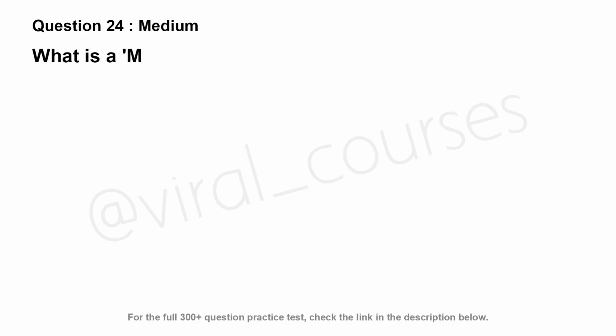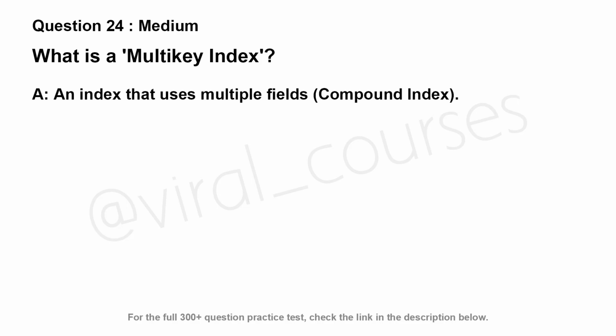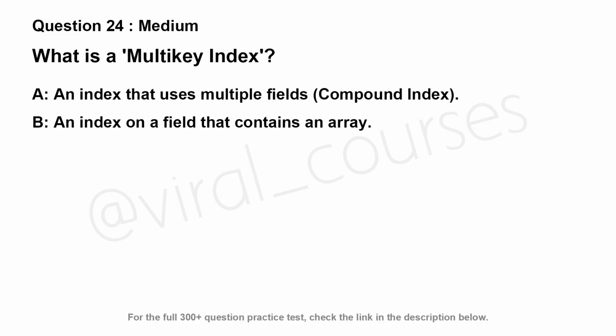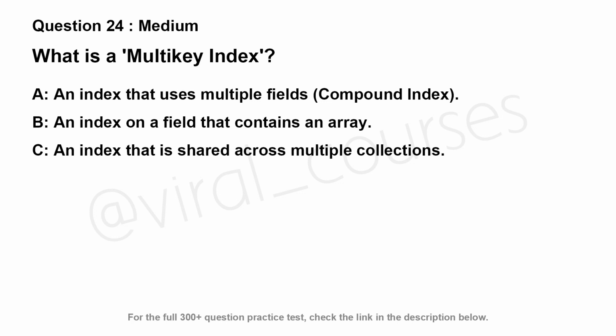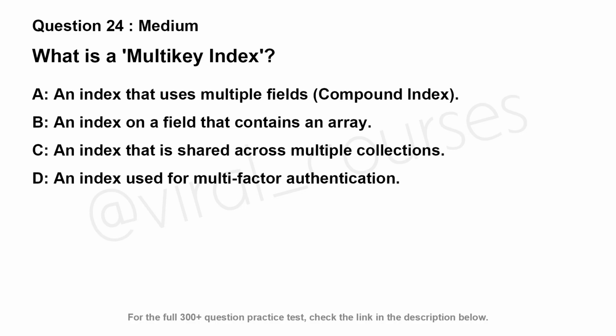What is a multi-key index? Option A. An index that uses multiple fields. Compound index. Option B. An index on a field that contains an array. Option C. An index that is shared across multiple collections. Option D. An index used for multi-factor authentication.